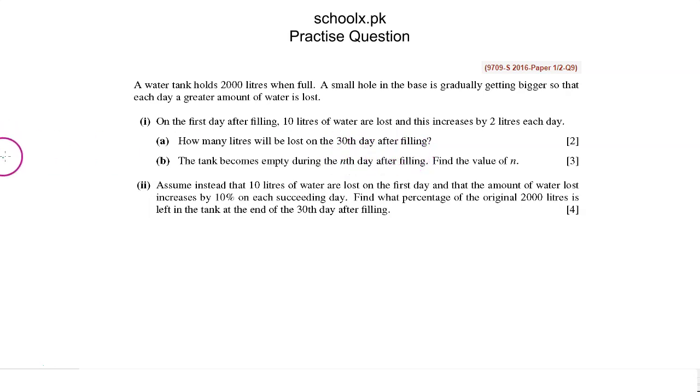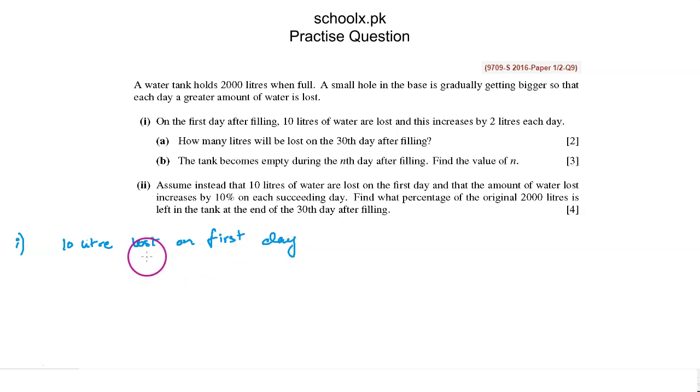filling. So first of all, we'll have to make up a certain pattern which the water loss is following. So we can see that on the first day, 10 liters of water are lost. 10 liters lost on the first day, right?